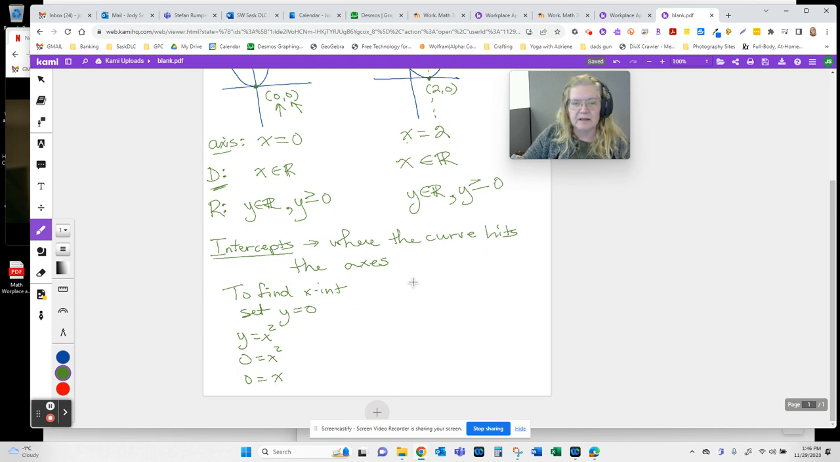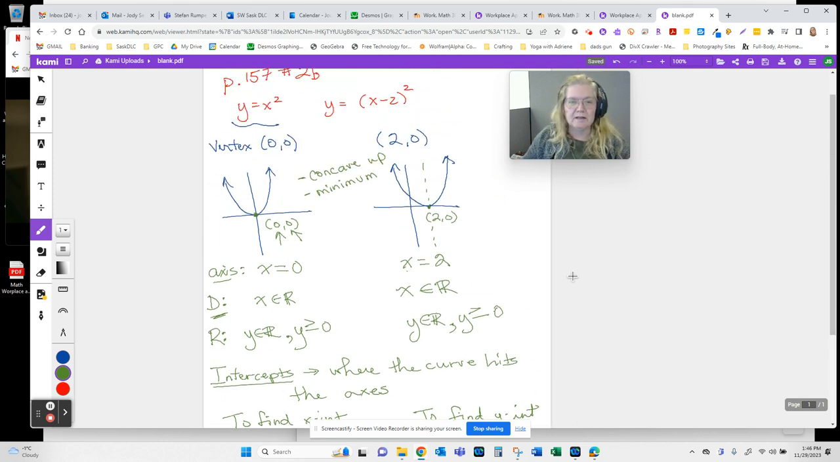And interestingly enough, to find the y-intercept, we set x equal to 0. So in y equals x squared, if I put a 0 in for the x, I also find out that that one point on this first graph is actually the intercept on both the x-axis and the y-axis, which we know already. You can see that, right?